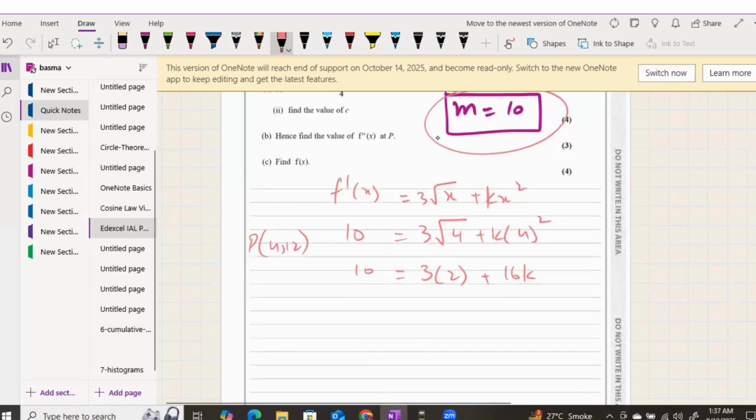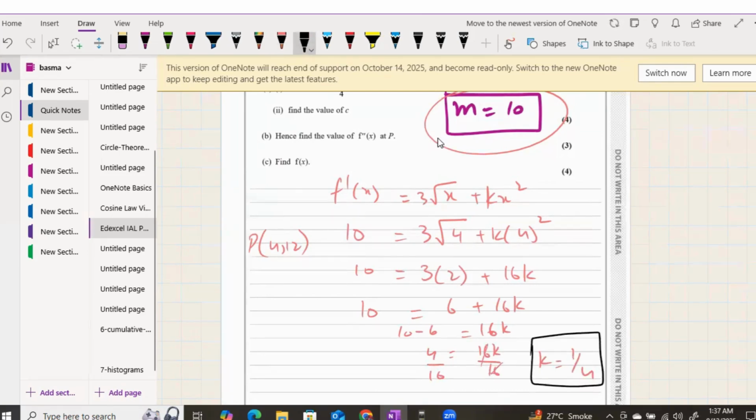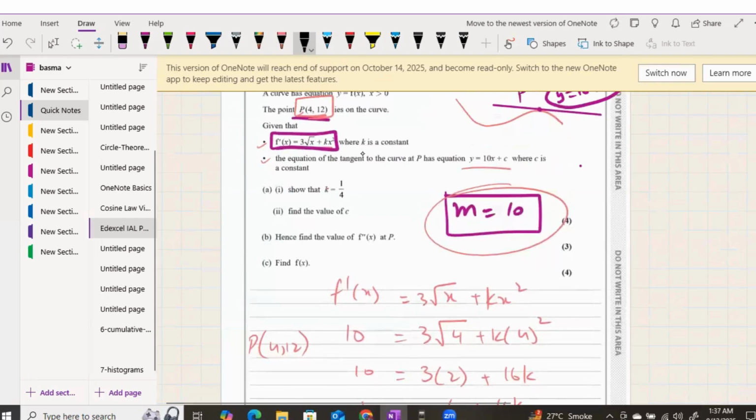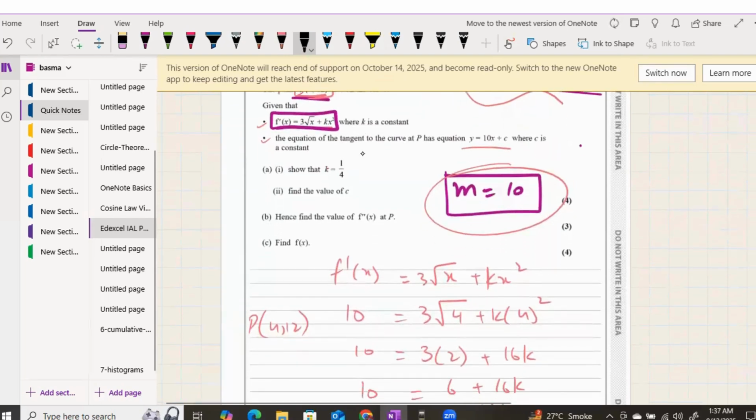We can simplify to get k now. So 10 equals 6 plus 16k. Move 6 to the other side, that becomes 4 equals 16k. Now divide both sides by 16, so k will be 1 over 4. That is your k value. So you use the given point to calculate k. Part A was to show that k equals 1 by 4, and that's what we did.